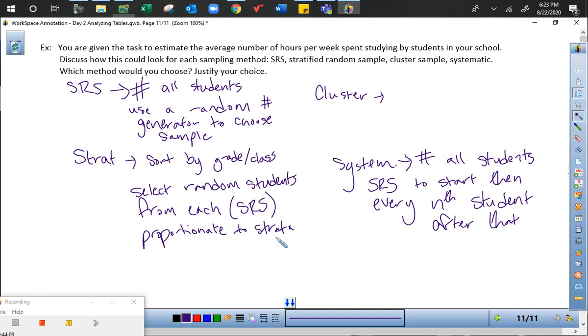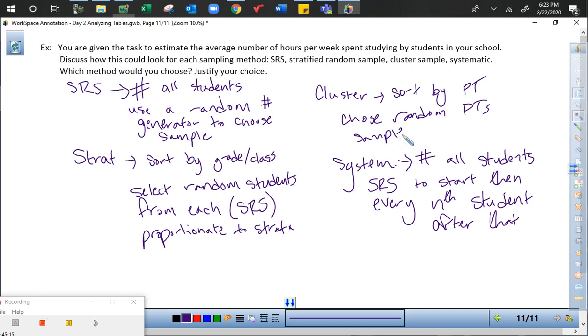Cluster. Cluster, I told you, is hard to choose a grouping that's actually representative. What I did here is sort by pride time. Because pride time rooms have a pretty mixed assortment of those in our school. And then choose random pride times. And sample all of the students in each of those that you chose.